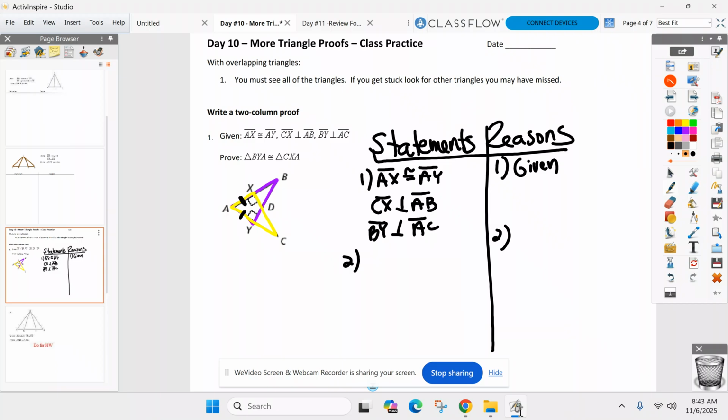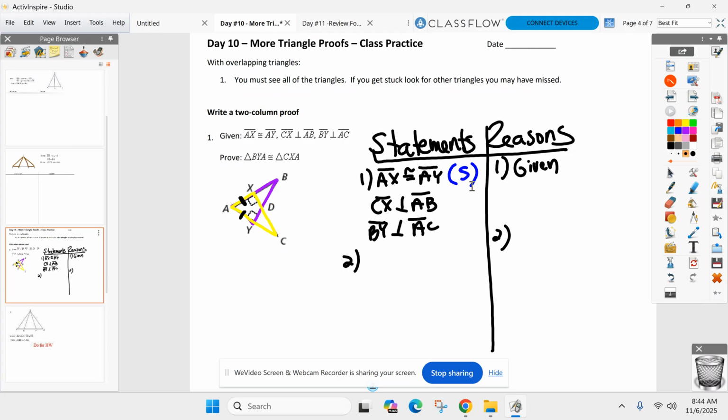Yes, you can. Some of you were shaking your head no when I did that. Look, AX is a side in my yellow one. AY is a side in my purple one. So take a look at yours. So we have a pair of sides. Two more pair to go, kids.